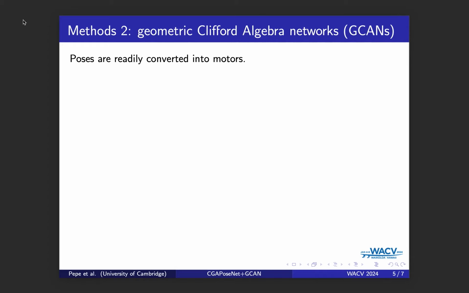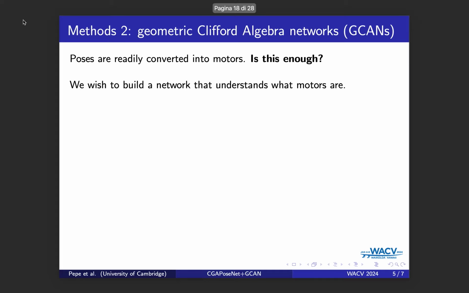Now, so far so good. We found a way to represent poses with a single object, the motor, which does not need a weighting between the rotational and translational part. But is this enough? Well, not really. This approach alone is not enough to obtain very accurate prediction of camera poses. So what we want to do is something more. We want to build a network that doesn't just predict motor coefficients, but predicts motors themselves, that understands what motors are and works in the same mathematical space as motors. Now, this is a key difference also compared to most of the previous literature, because predicting the coefficients of an object is something conceptually quite different from predicting an object itself.